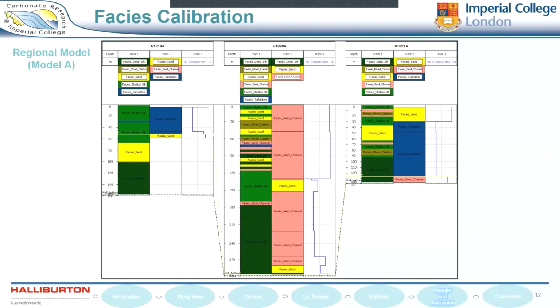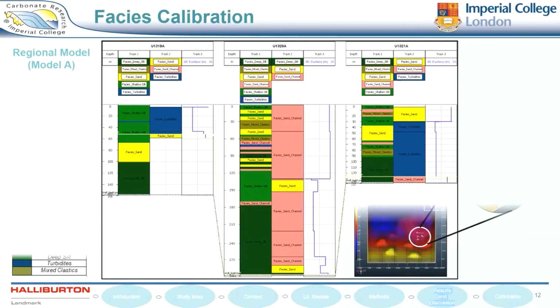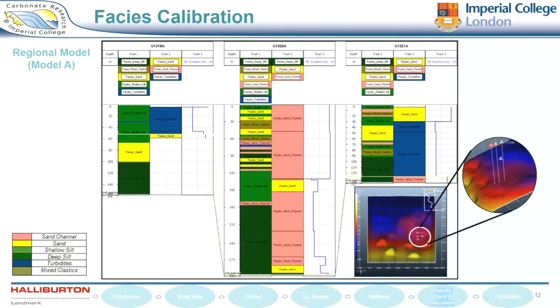So you can see that track 2 has a large proportion of especially sandy channels in U1320A compared to the mixture of silts and sands in track 1. And this can be changed utilising the influence of seismics and also looking at the diffusion coefficients. And you can see their locations here.